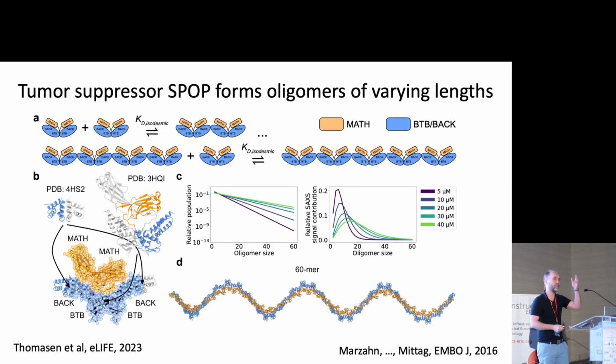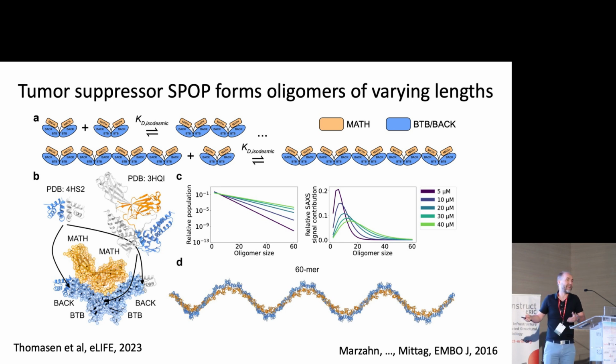So Tanya Mitak, who will speak tomorrow, has been working on this system for a while, and this protein is called SPOP, and it forms oligomers of various lengths. You can think of the unit here as a dimer of SPOP. So there's a dimer interface that's very strong, and then there's a weaker dimer interface that can form this case of a tetramer. And then it turns out that this interface over here can still bind another dimer, and it turns out that this dimerization constant is independent of the size of this. So this is an isodesmic association model.